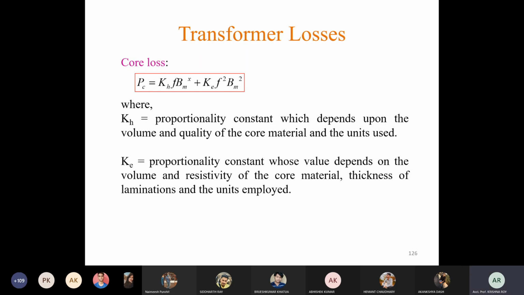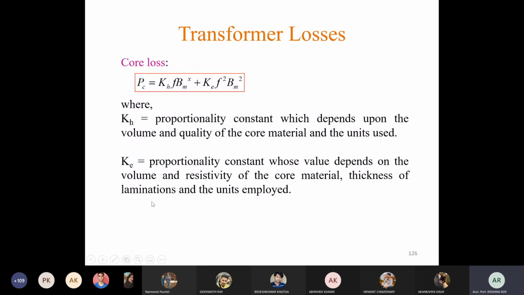Ke is another constant of proportionality which is related to this eddy current loss. Its value depends on volume and resistivity of the core material. That is also again the material property. Here Kh depends on volume as well as quality of the core material, and Ke depends on volume and the resistivity. Resistivity is the material property of the core, so Ke also depends on the material as well as the volume.